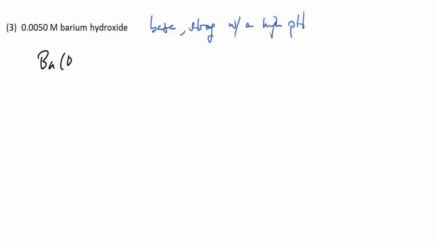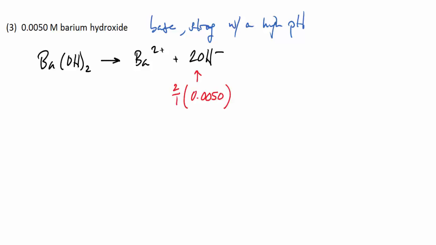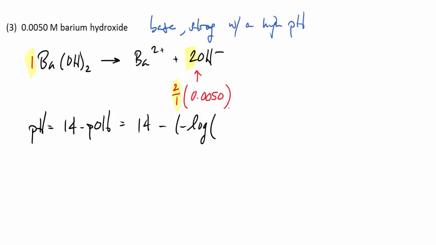This is barium hydroxide. That's a strong base, and we expect it to have a high pH. Here's a dissociation reaction for barium hydroxide. Notice there are 2 hydroxide ions for every 1 barium hydroxide that comes apart, and its concentration will be 2/1 times the 0.0050 of the initial concentration. Here we have the pH equal 14 minus the pOH, and that is 14 minus the negative log of 0.0100, and this gets you a pH of 12. Indeed, barium hydroxide is basic.